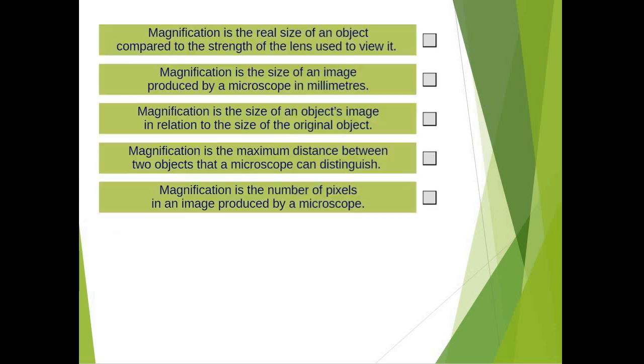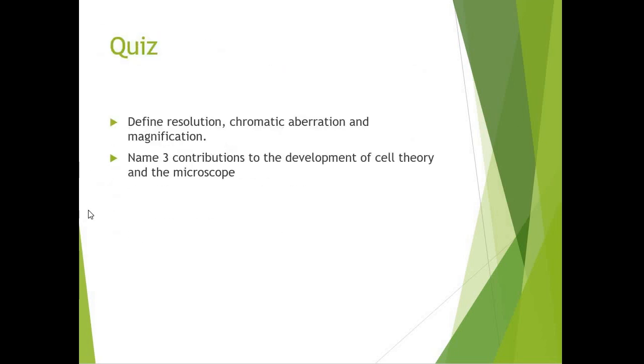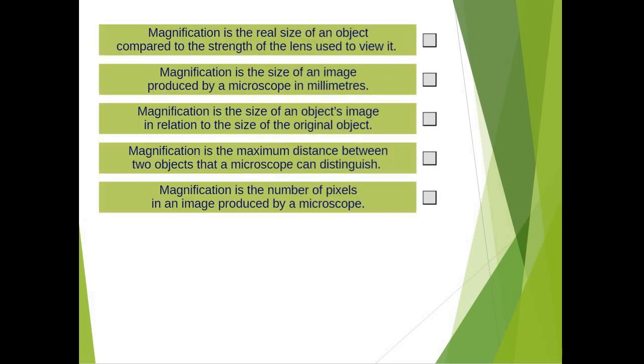Okay, so now I'm going to do a quick quiz with you. So get a piece of paper, have a go at these questions. Okay, so you can just go back in the video and you can look at the definitions for resolution, chromatic aberration, magnification. Name 3 contributions. Again, you can go back to the previous slide and have a look at 3 contributions. We're now going to do some multiple choice questions. So which one of these 5 is correct? Again, as I go through these questions, just pause the video and then play it when I come to the answer.